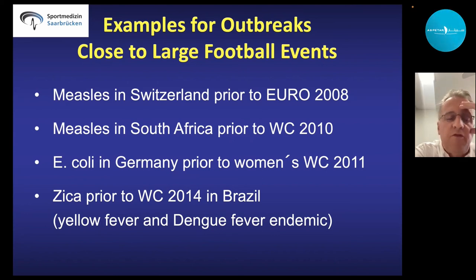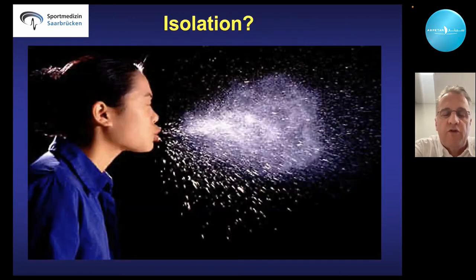In many instances, it was measles. Once it was Escherichia coli. And in Brazil, it was the Zika virus, together with some more endemic diseases. So overall, it may still happen, although not well documented in the literature, that team settings of football can be affected by infectious diseases. So what can you do to avoid transmission?